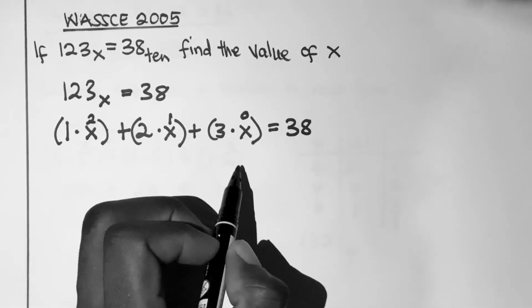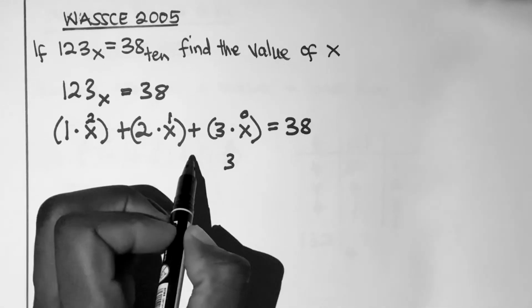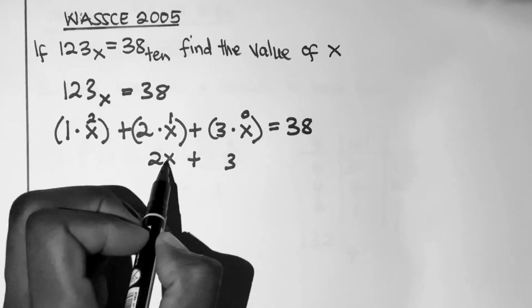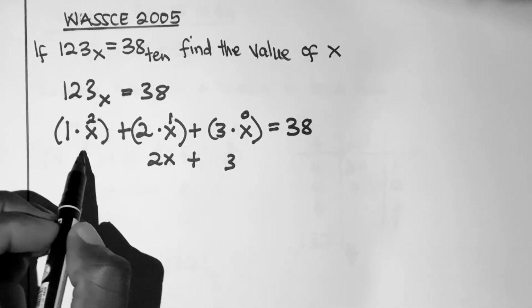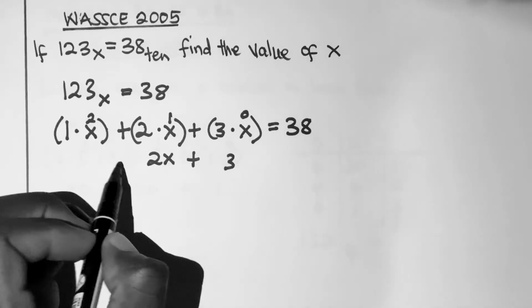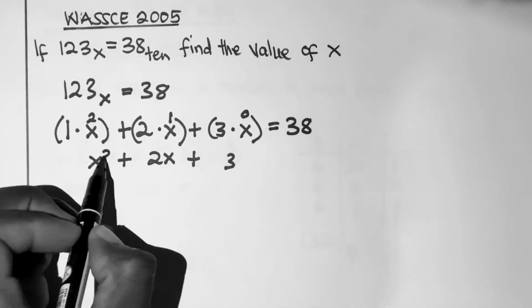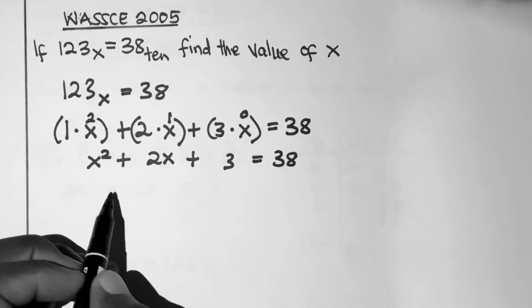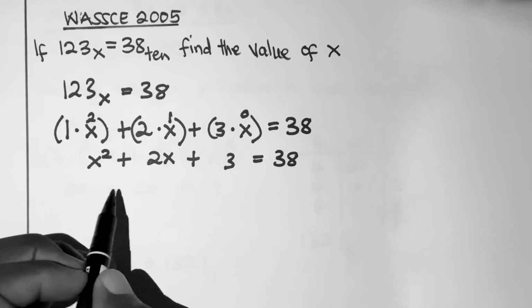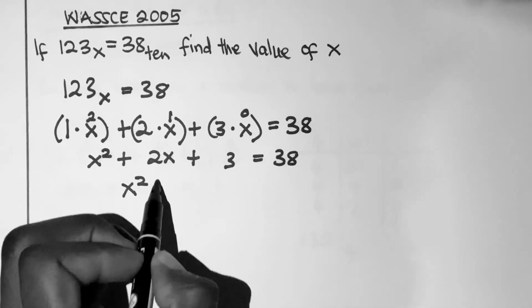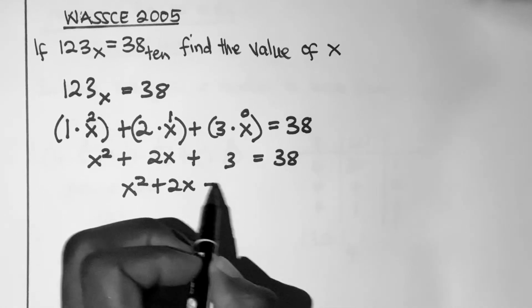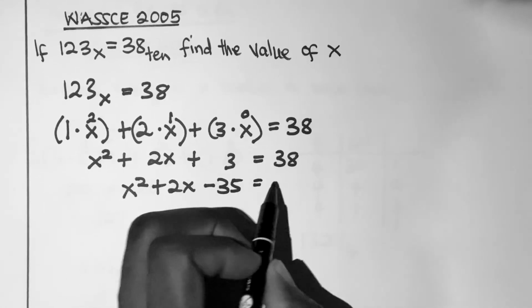x exponent 0 is 1. 1 times 3 is 3. And plus x exponent 1 is x times 2. So here becomes 2x. Then x exponent 2 is x squared times 1 is x squared. So plus x squared, and this is equal to 38. So let's bring 38 to the left hand side. So it becomes x squared plus 2x, then 3 minus 38 is minus 35, equals 0.